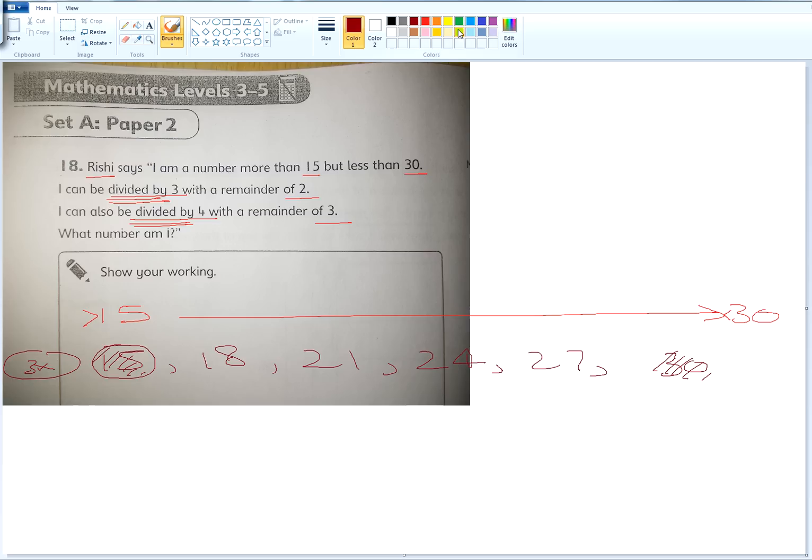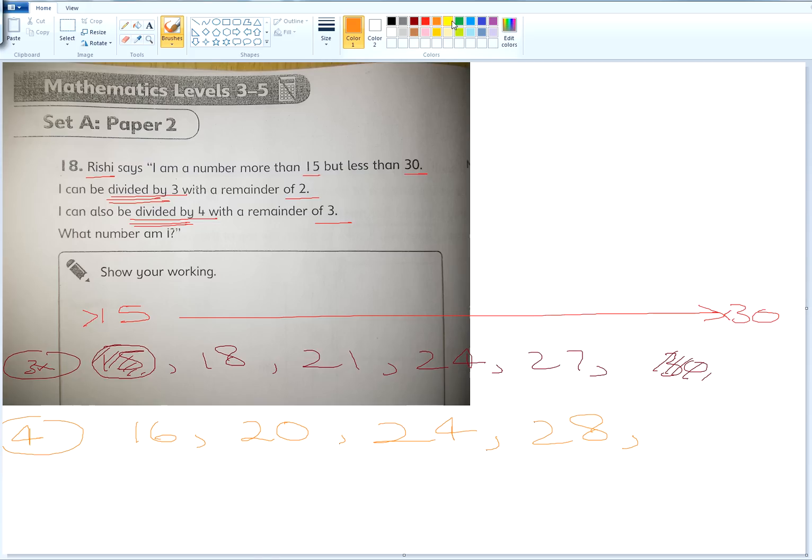Lovely. Okay, let's change color now. Let's go to the 4 times table, so it will be divided by 4. Now the 4 times table close to the number 15: the closest one is 16. 16, add another 4 will give us 20. And then add another 4: 24. And then add another 4: 28. And then you can't do any more.